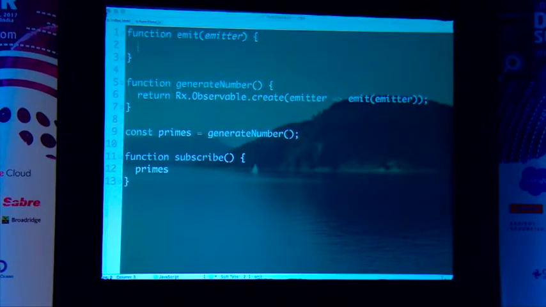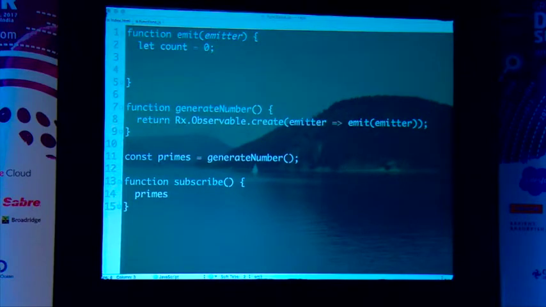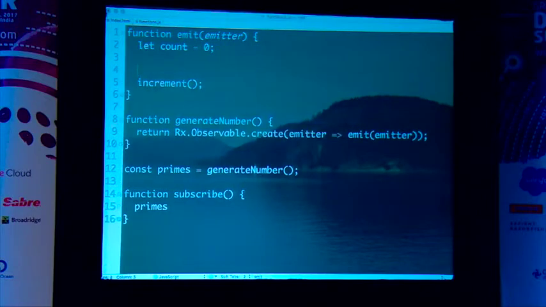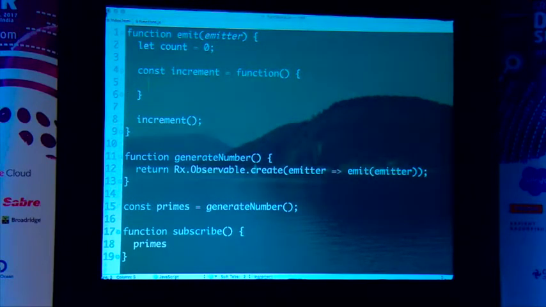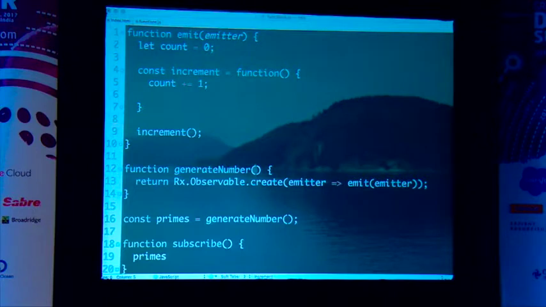So I'm going to start generating some numbers, and I'm going to print that out. Well, here's an easy way to do it. Let's go ahead and say let count is equal to 0. And then we could simply say over here, setTimeout. So we'll say increment. So what does increment do? Well, increment is a function. So increment equals function. And this says count += 1. And then it's going to emit. So emitter.next and sends the count.